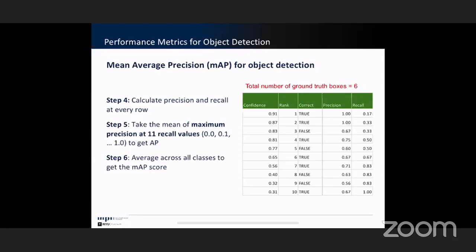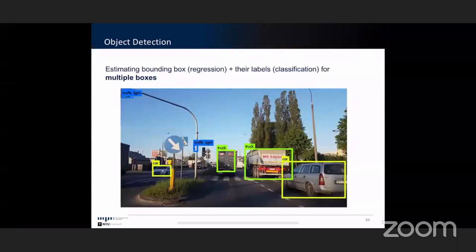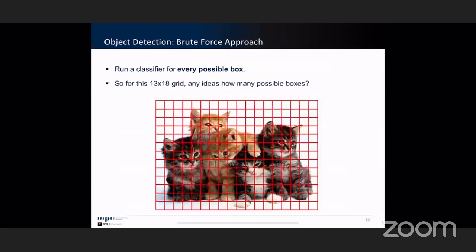All right, then I guess we will move on. Now let's talk about object detection. We want to estimate the bounding boxes and their labels, meaning what object is contained in that bounding box. Let's talk about a bunch of approaches, starting with a very naive approach, which we call a brute force approach.